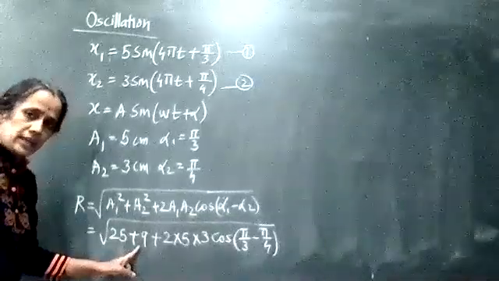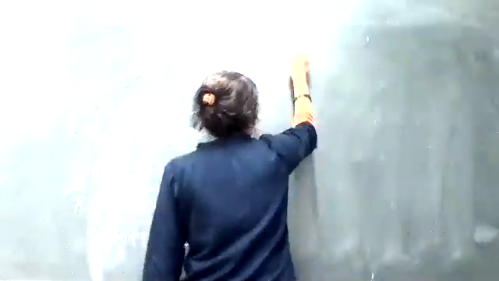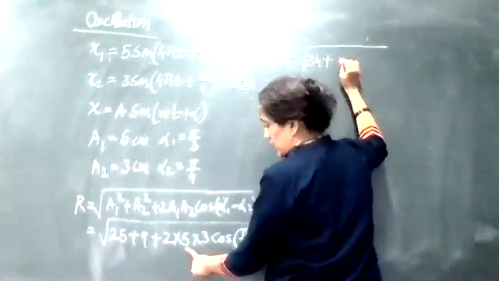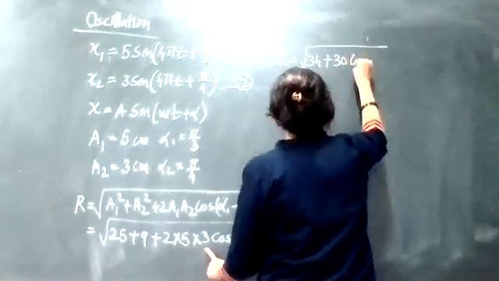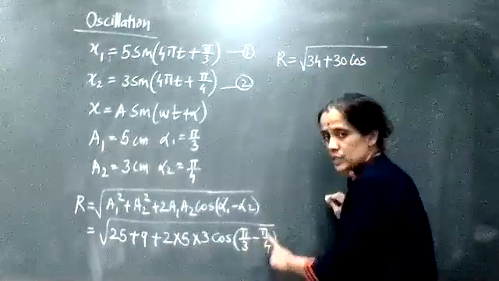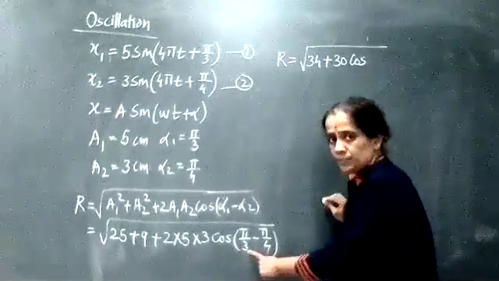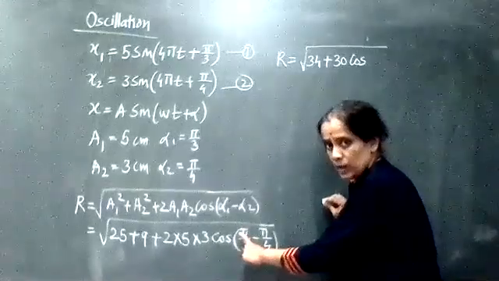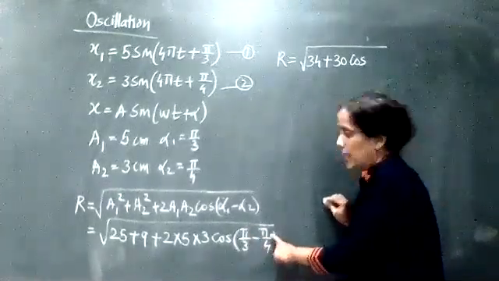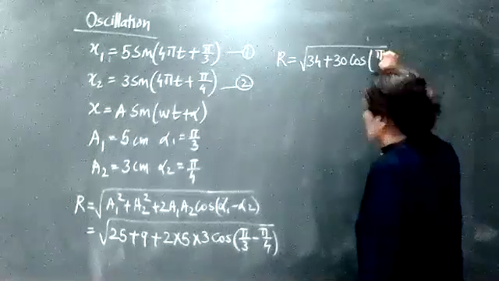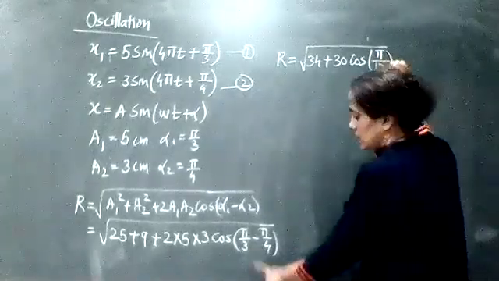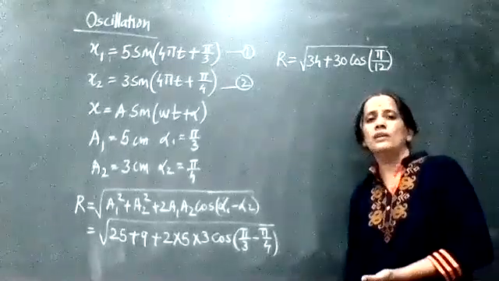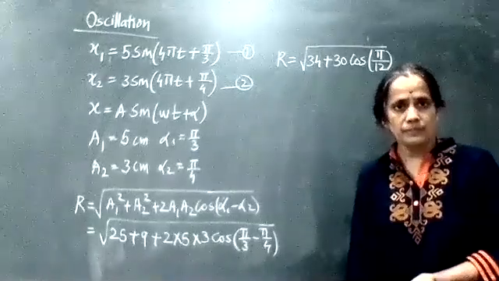Now 25 plus 9 will be coming as 34. So I'll write down 34 plus 2 into 5, 10; 10 into 3, 30. 30 cos of 5 pi by 3 minus 5 pi by 4. So here I have to find the LCM. Here LCM comes 12, means here I have to multiply by 4. So here it becomes 4 pi minus 3 pi, so 4 pi minus 3 pi is nothing but pi divided by 3 into 4, that is 12. Means pi by 12. Pi value is what? 180. Is it right?